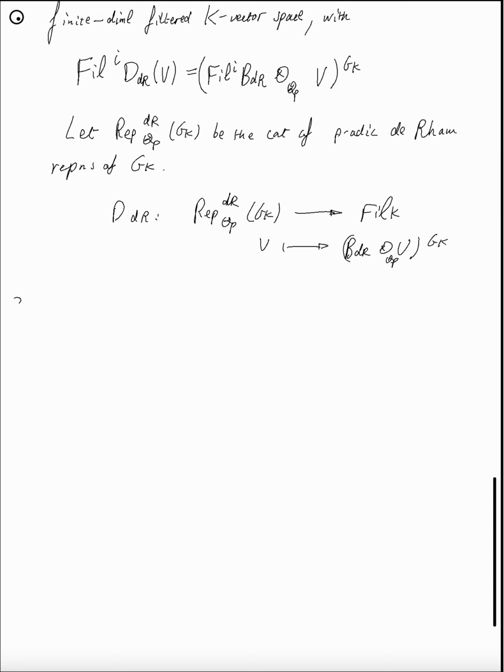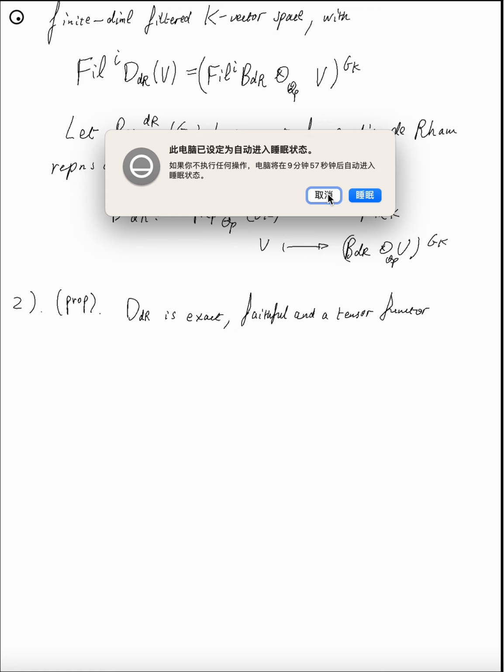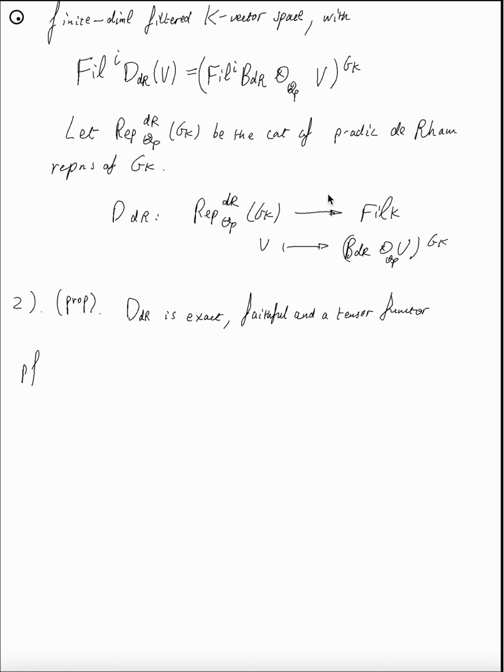Okay, so second exercise, let's prove that the de Rham functor just constructed is exact, faithful, and a tensor functor. Let's first prove the exactness.